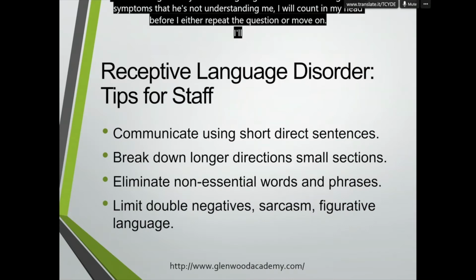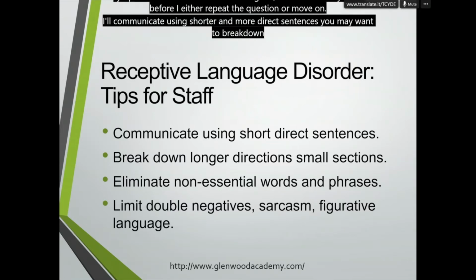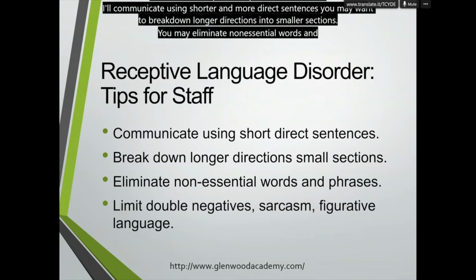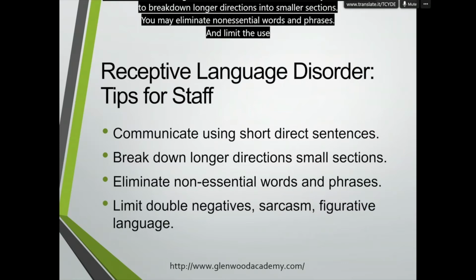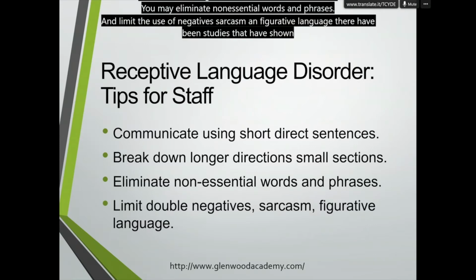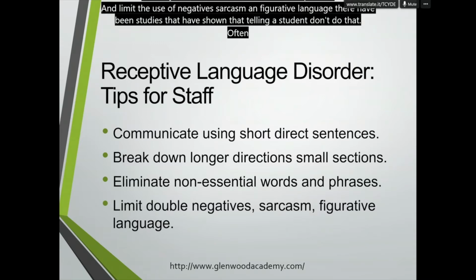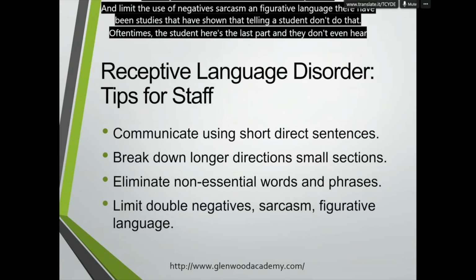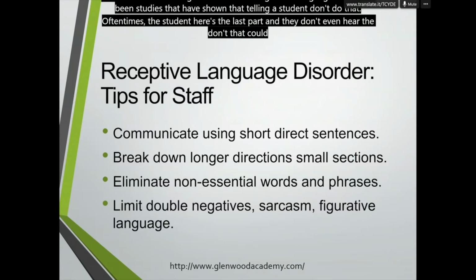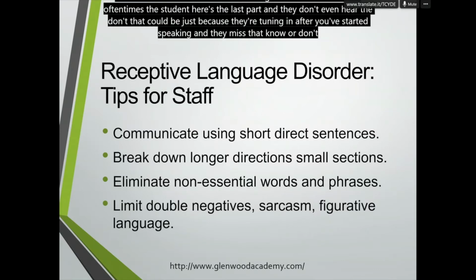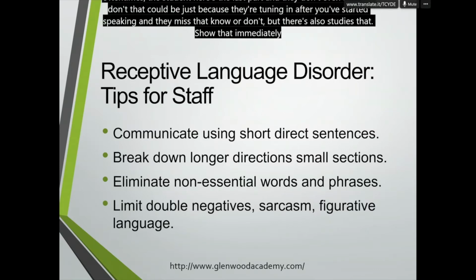I'll communicate using shorter and more direct sentences. You may want to break down longer directions into smaller sections. You may eliminate non-essential words and phrases, and limit the use of negatives, sarcasm, and figurative language. There have been studies that have shown that when you tell a student, don't do that, oftentimes the student hears the last part and doesn't even hear the don't. That could be just because they're tuning in after you've started speaking and they miss that no or don't. But there are also studies that show that immediate aversion kind of blocks that word out.